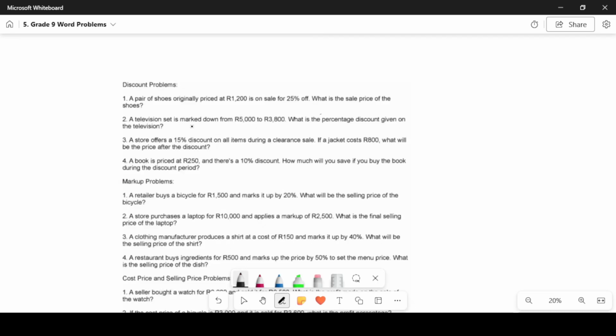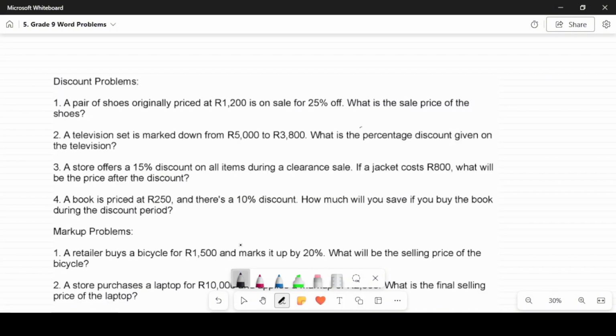A television set is marked down from 5,000 to 3,800. What is the percentage discount given on the television? Now, the 5,000 represents the 100%. The 3,800 is the selling price. This represents 100 minus X percent. What does the X represent? The X is the discount rate, isn't it?